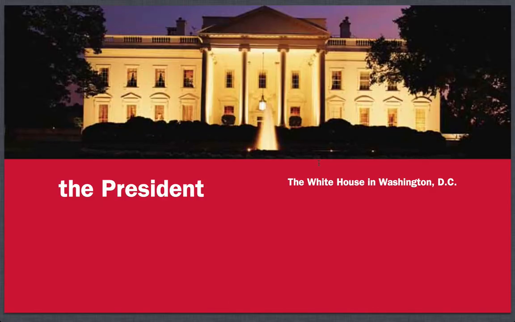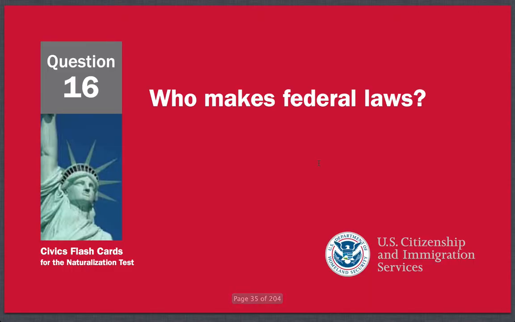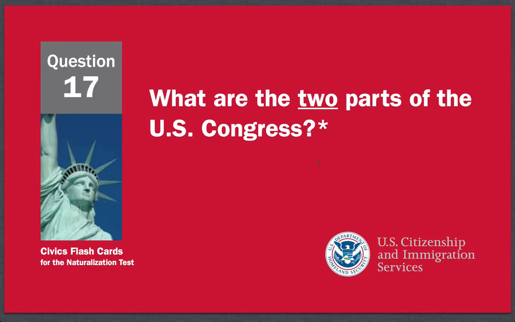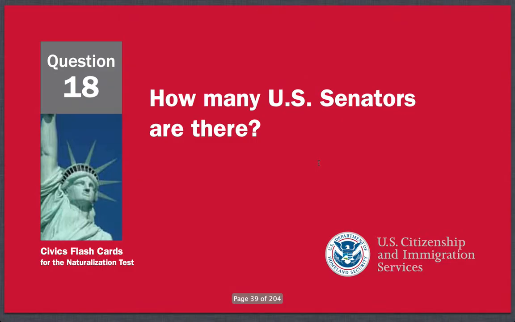Who is in charge of the executive branch? The president, and right now you have President Obama as I'm making this video, and there will be another president next year. Who makes federal laws? Congress makes the laws: the Senate and the House of Representatives, or the U.S. or national legislature. What are the 2 parts of the U.S. Congress? The Senate and the House of Representatives.